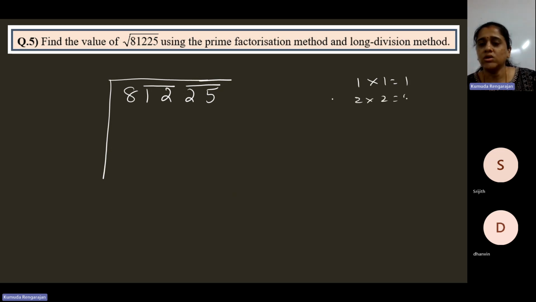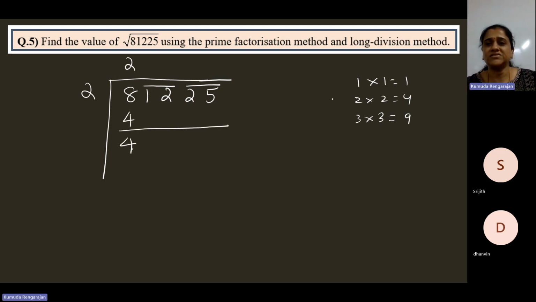2 twos are 4. 3 threes are 9. But this is 8. So 2 twos are 4. What's the remainder? 4. Next step, bring the next pair down. Then double the quotient. What do you have in the quotient? 2. Double it. 4. Write 4 here.